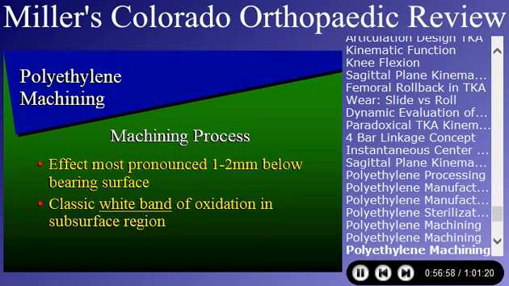Well, it turns out the formula is that you take this polyethylene and you machine it and you stretch out those amorphous areas and then you irradiate it in air. That's the highest area of oxidation right there. And that's what gives you that white line of oxidation. And that's that classic white band of oxidation below the subsurface.